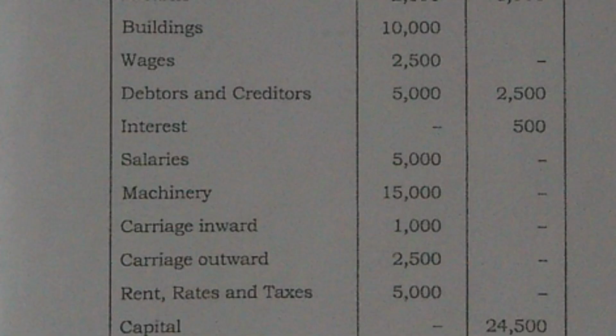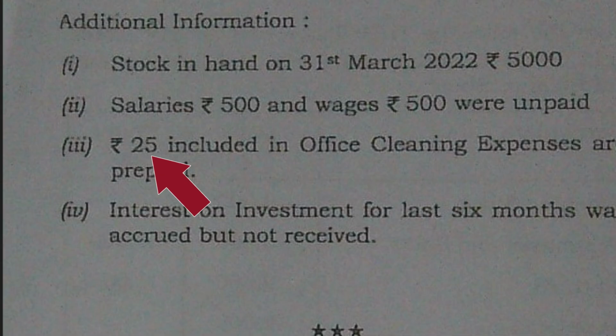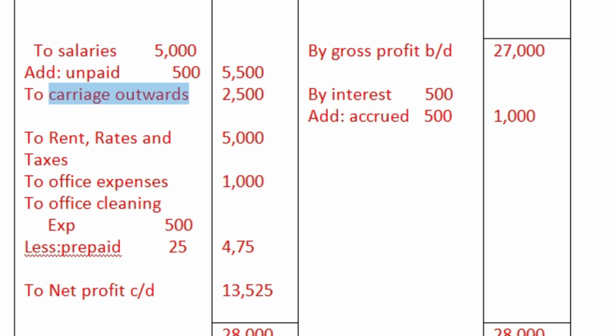Office expenses go to the profit and loss account. Office cleaning expenses: 25 rupees is given as paid in advance, so after deducting this 25 rupees, it is prepaid. Prepaid means paid in advance. Paid in advance is minus, and outstanding, unpaid, is added to salary and wages. So this is rent and rates like this.